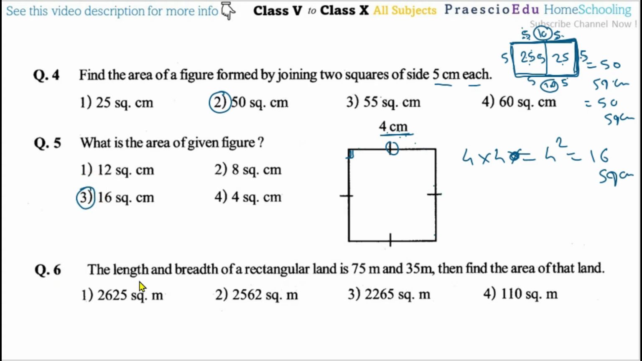Now question number 6, the length and breadth of the rectangular land is 75 meter and 35 meter, then find the area of that land. So this is rectangular and the length is 75 meter and the breadth is 35 meter, so we have to do the multiplication. So 75 multiplied by 35, so we are getting 2625. Here the meter is the unit, so square meter. Okay, so this is given in option number 1.